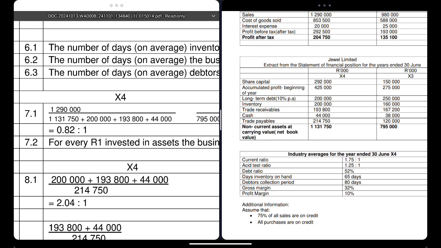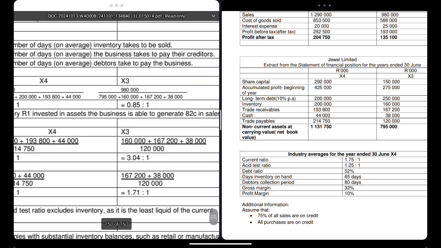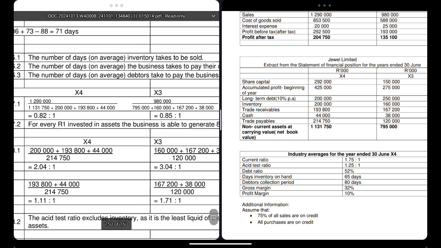And what it means basically, whatever is on top is 1 rand. So for every 1 rand invested in the assets which you have there, the business is able to generate 82 cents in sales.